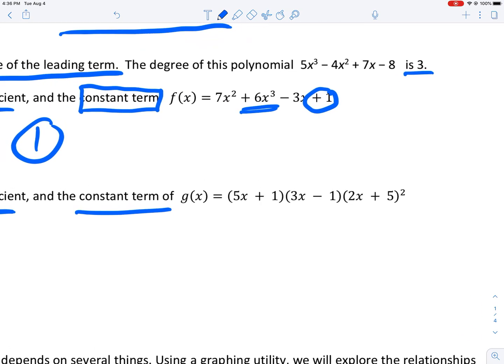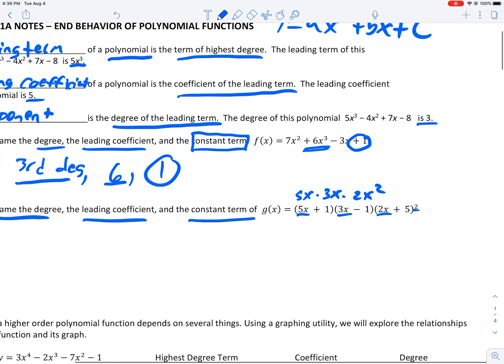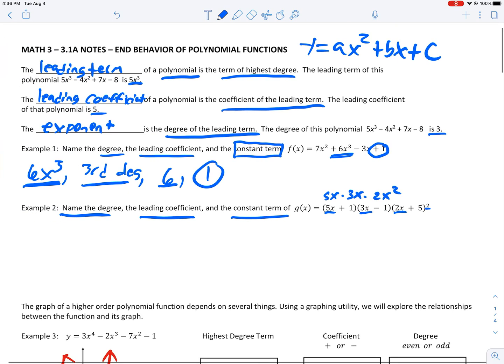So where are we going to get the largest exponent if we had to multiply all this out? Well, it would come from the 5x, the 3x, and the 2x squared. So 5x times 3x times 2x squared, that would give me the leading term. Why? Because those are going to give me the largest exponents. So it would be 30x to the fourth, because you have x times x squared. So the leading coefficient would be 30.